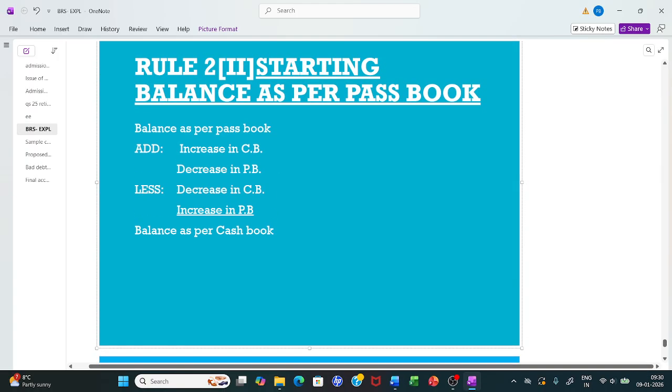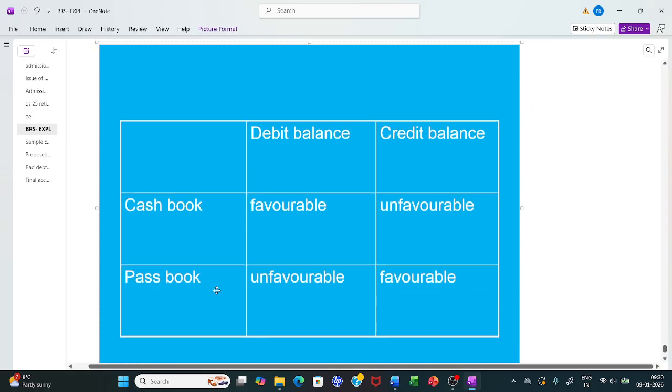You can apply this rule 2 if you want. Here, as I've already explained, you are given the balance as per passbook, which has an inverse relation. Increase is deducted, decrease is added. The other book is the cash book, which has a direct relation. Increase is added, decrease is deducted, and we reach the balance as per cash book from there.